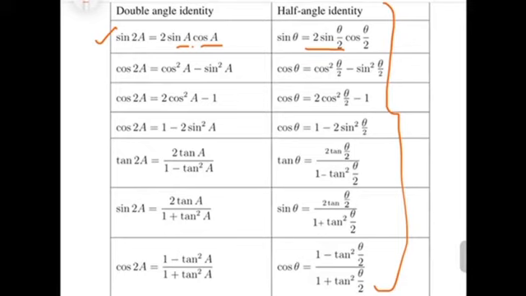Similarly, in all the identities, you can find this tan 2A. Tan 2A is equal to tan theta, 2 tan theta by 2 in the numerator. Here instead of A, theta by 2. Similarly, in the denominator as well, 1 minus tan square theta by 2. This is known as the half angle identities.